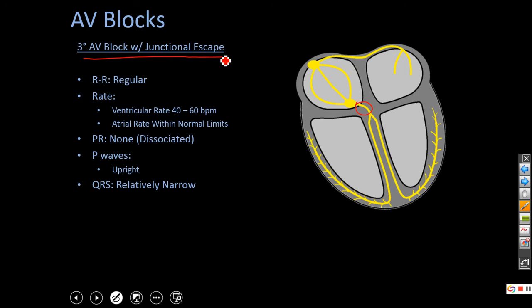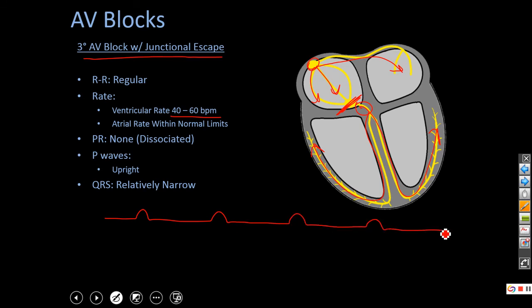When the bundle of His paces the heart, it depolarizes your ventricles at a rate of 40 to 60 beats per minute. That's what's expected. However, there is no electrical conduction through the AV node. It's completely closed down. Now, the SA node is still pacing, which produces P waves like this. But completely independently of that is the bundle of His pacing the heart.